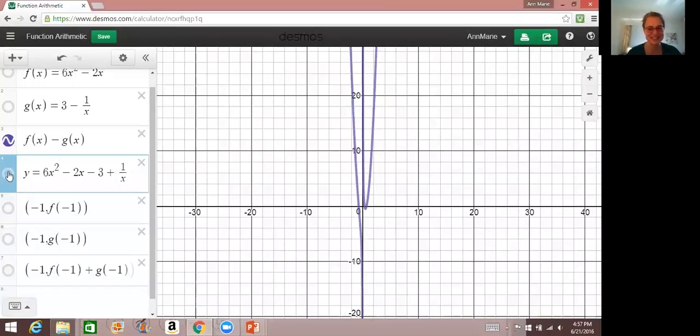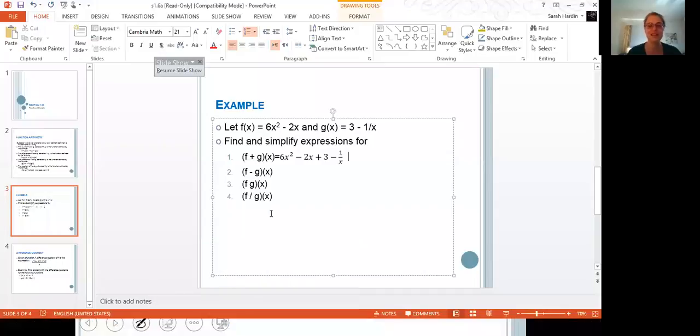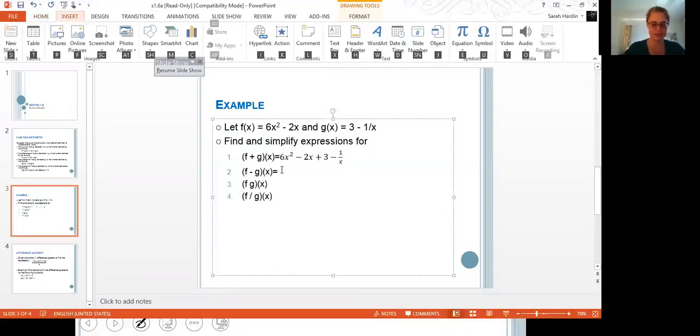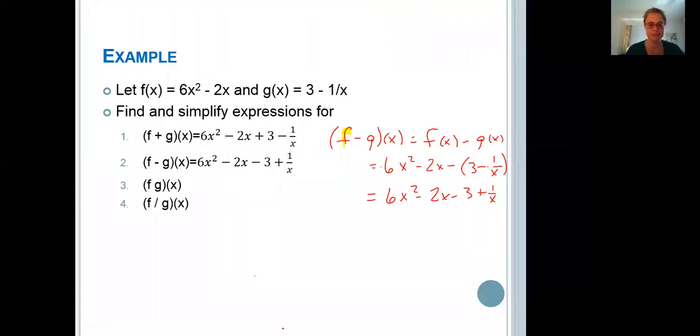Let's try multiplication. Okay, let me put in my answer here. All right, let's erase my chicken scratch.